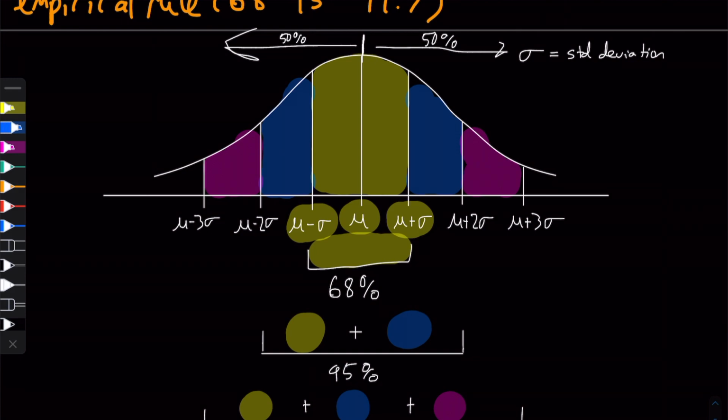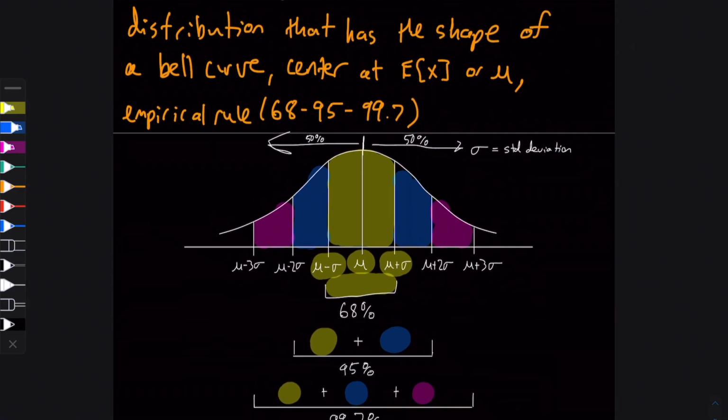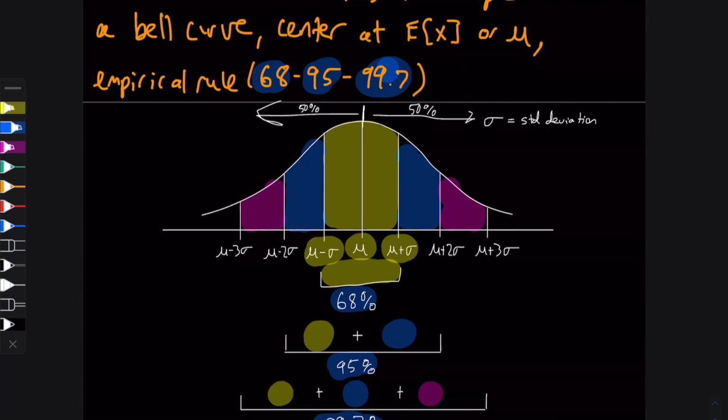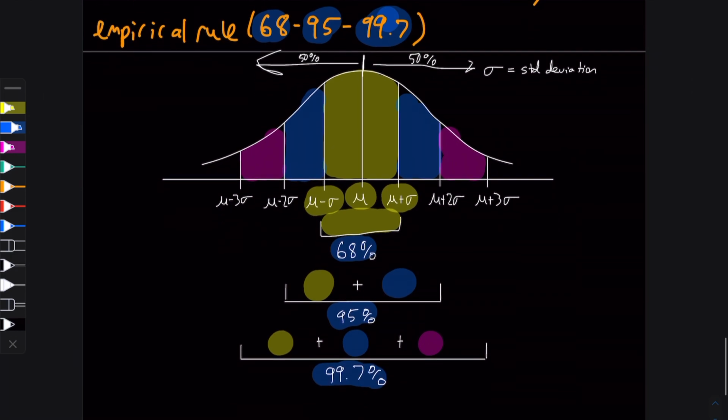And so we have 1 standard deviation to the right and 1 standard deviation to the left, and this is our empirical rule. So 68% is within 1 standard deviation. 95% is within 2 standard deviations. That would be our yellow area plus our blue area is 95% of the data. And then 99.7% is within 3 standard deviations. That would be our yellow area plus our blue area plus our pink area, and 3 standard deviations to the right, 3 standard deviations to the left. Add all that together and you get 99.7%.